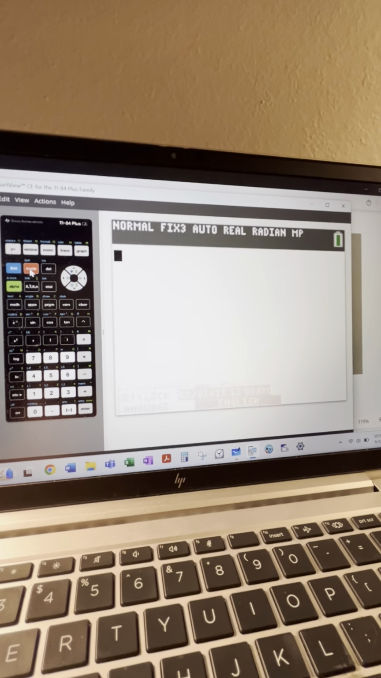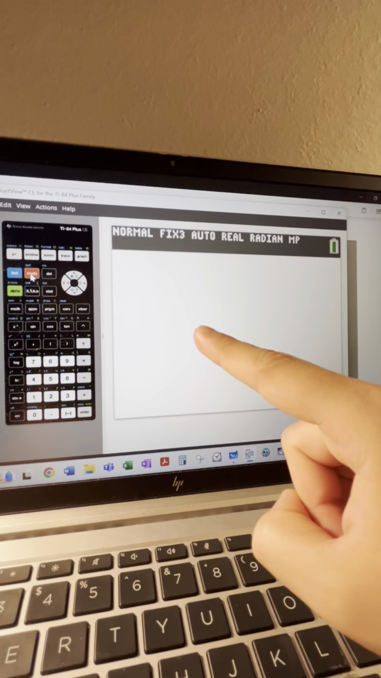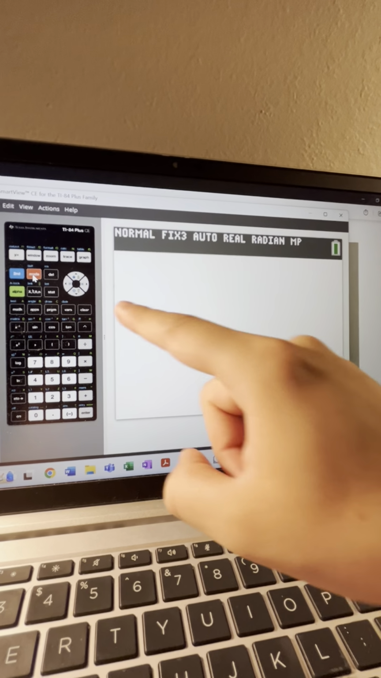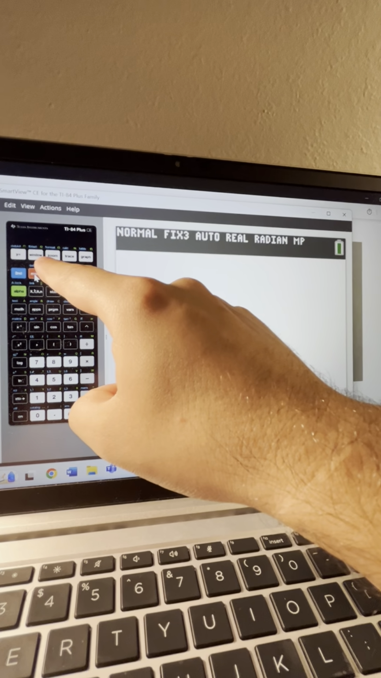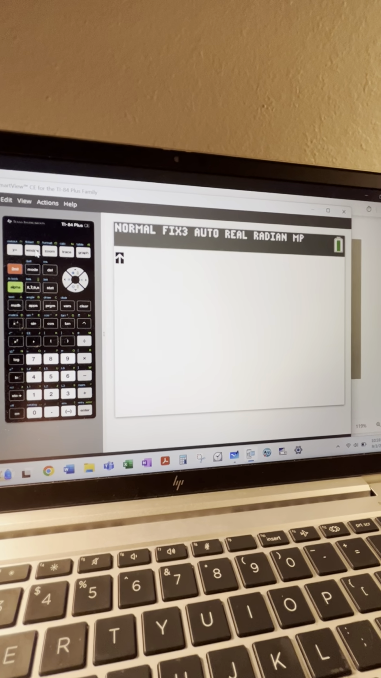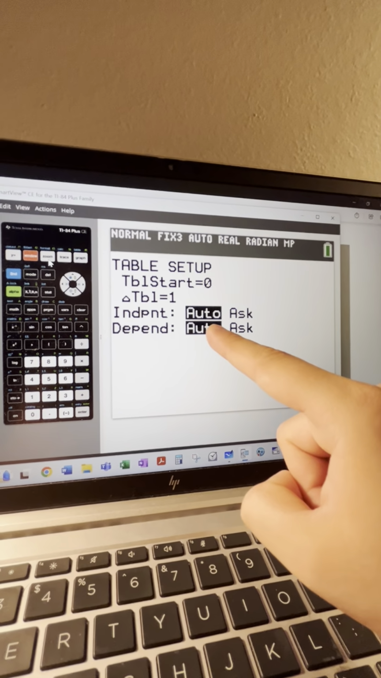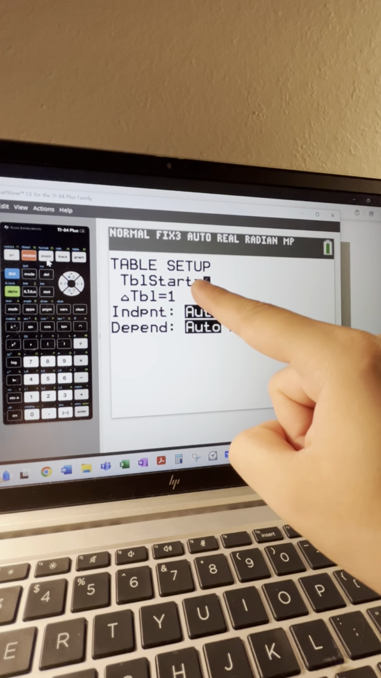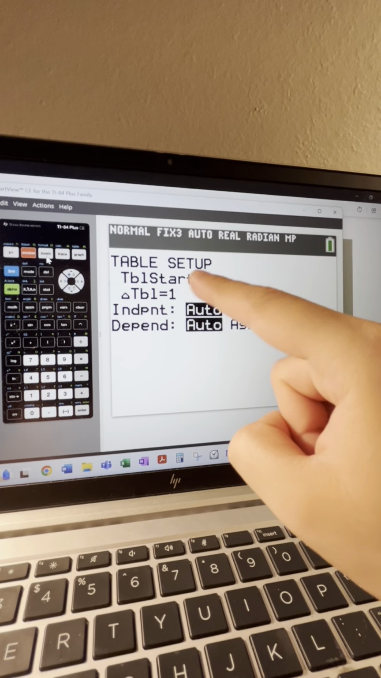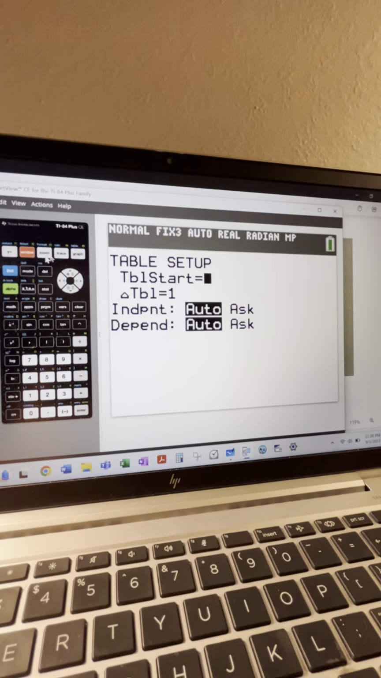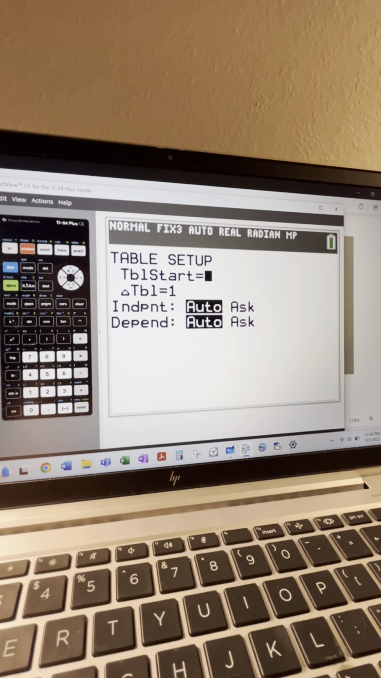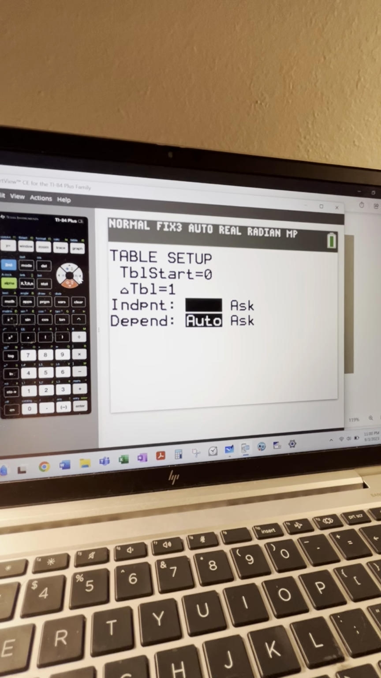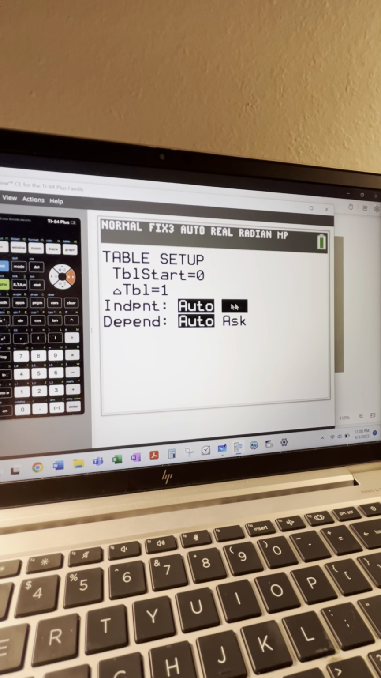So second, quit. Now there's one more thing I'm going to require you to do here. This is also very important. You're going to want to go to second window. Second window should take you to this screen called table setup. Under table setup, you're going to want to go to where it says independent, and I want you to select ask here. So you're going to go down to independent, go to the right, and select ask.